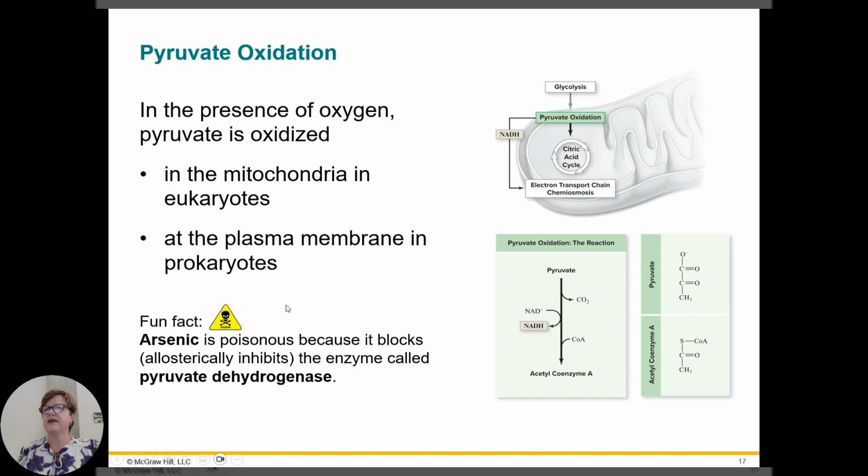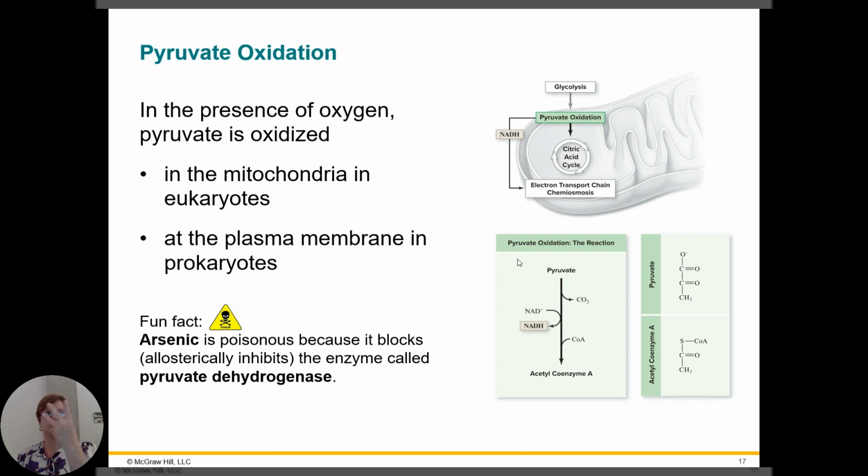So in pyruvate oxidation, which is stage 2, the pyruvate has to be moved into the mitochondrion. It's actually moved into the matrix part of the mitochondrion. And in the matrix of the mitochondrion, pyruvate is going to be oxidized, again, broken down even more. And remember, each pyruvate has 3 carbons.